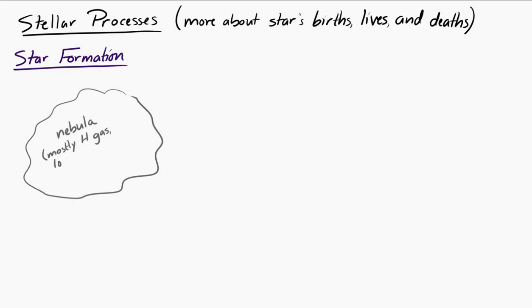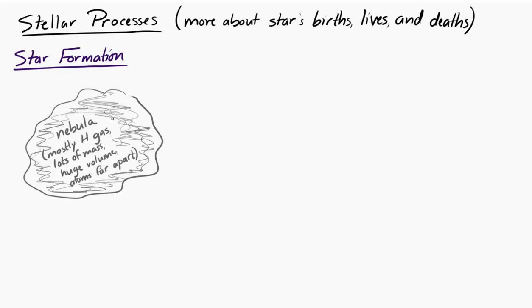Nebulae are mostly hydrogen gas. They have a lot of mass, many times the mass of the sun. They have a very large volume, and the atoms within there are pretty far apart. But if a disturbance occurs, and this disturbance could be two nebulae colliding, or it could be a nearby supernova pushing a gas cloud and causing part of it to collapse.